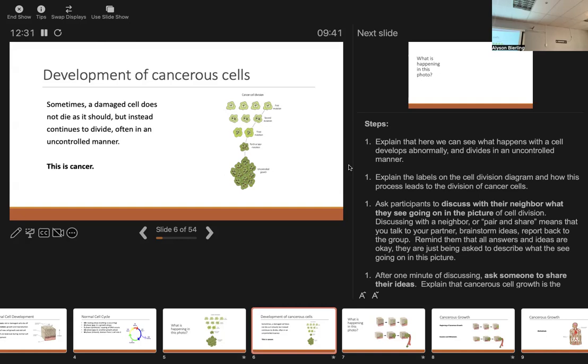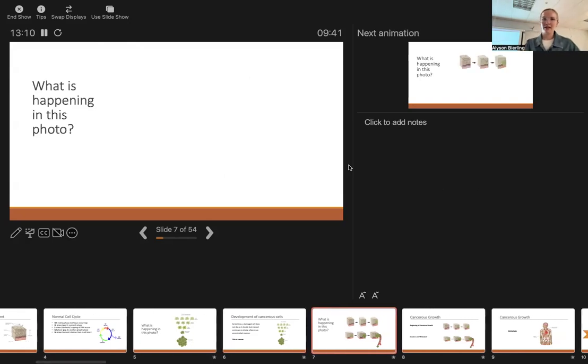So the cell starts off normal and then develops some abnormality. And then sometimes those cells will die off and then cancer won't develop. But if the body doesn't detect that there's an abnormality, and it continues to allow that abnormal cell to divide and grow, then that's what develops. Great.